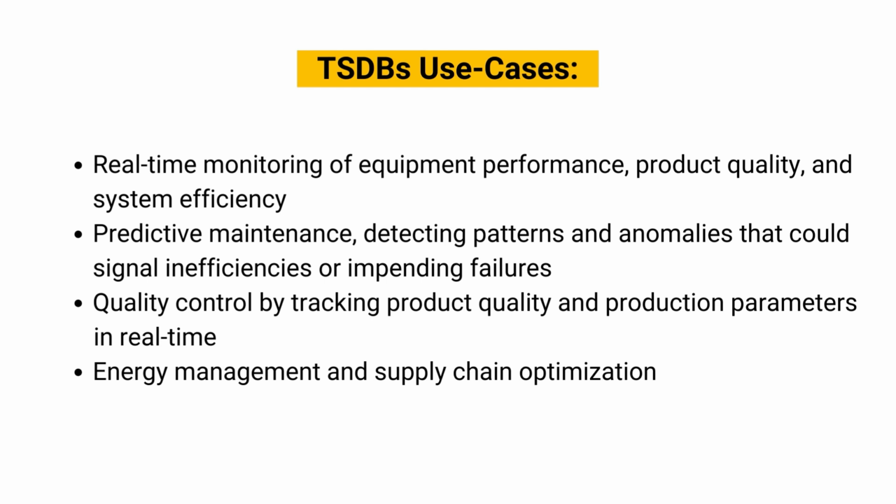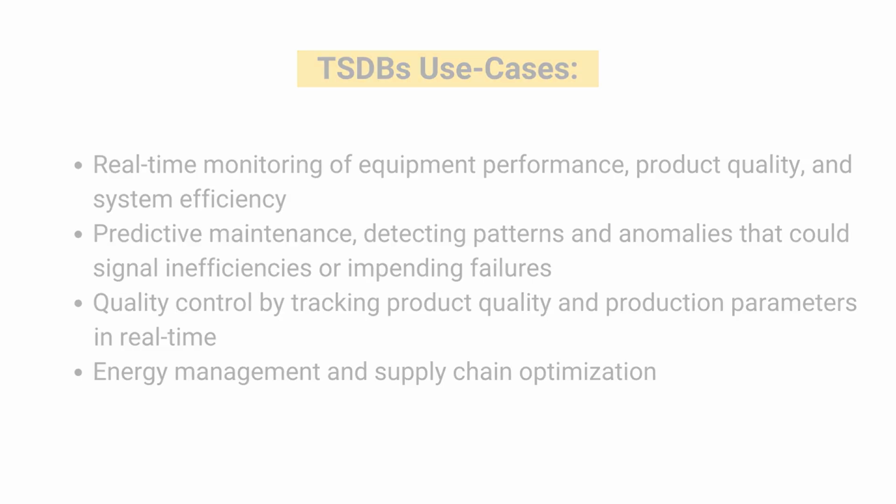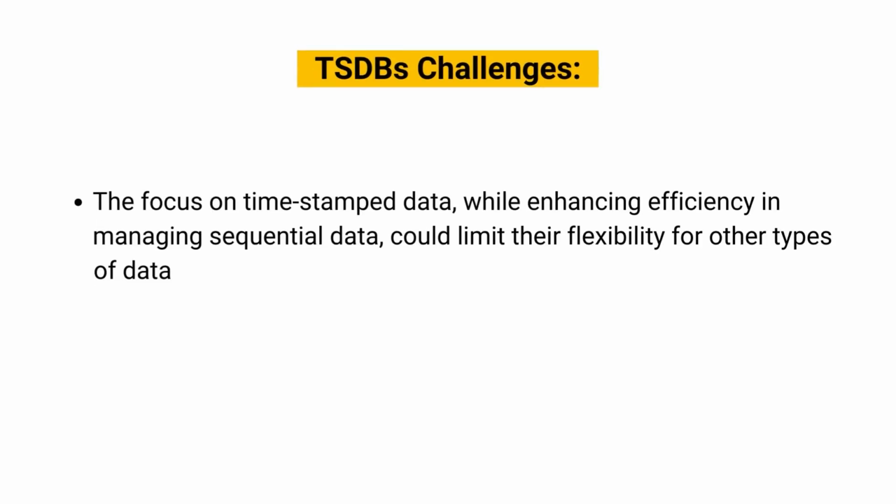Further, they enable quality control by tracking product quality and production parameters in real time, facilitating prompt adjustment. Time series data also aid in energy management and supply chain optimization, revealing patterns and trends that can help streamline operations. However, the application of time series databases in IIoT isn't without its challenges.